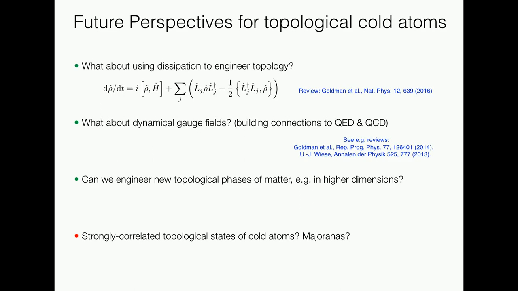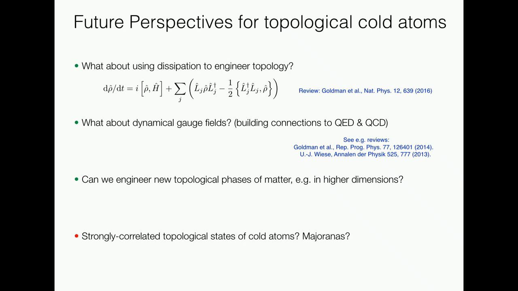And so just as a few perspectives to finish the first part of the talk, don't worry, the second part will be slightly shorter, I think. This is what the field is really interested in. We have these ingredients for more exotic phases. We want to realize those. There are also other ideas. What about using dissipation to engineer topology?